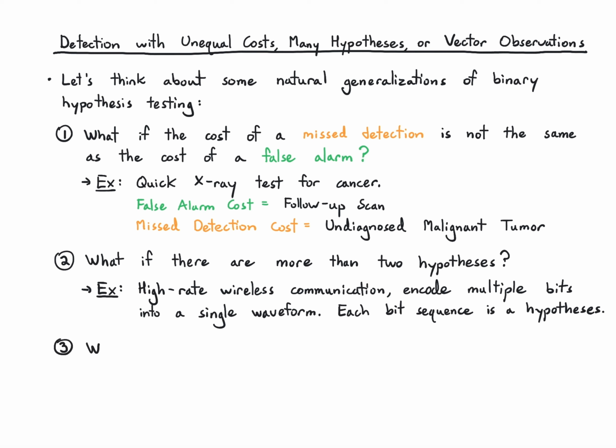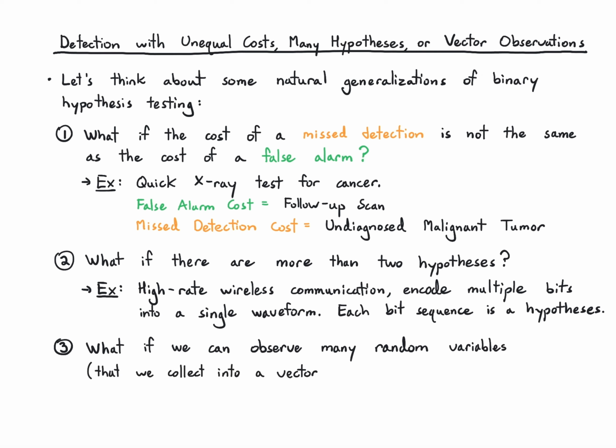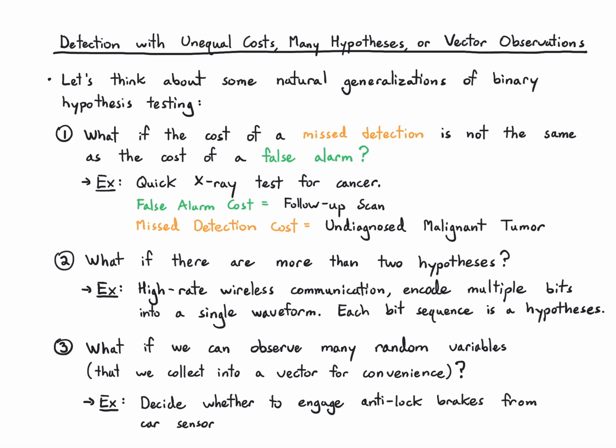And finally, let's say I can observe a lot of different random variables, and that can happen in many cases. It could have happened in the X-ray test, or in wireless communication, but let's think about yet another scenario here. Vectors are really just for convenience of notation. So you just have multiple observations. Let's say I want to decide whether or not to engage the anti-lock brakes on my car, and I've been collecting a lot of sensor readings from all over the car, including my velocity. Maybe I have some more sophisticated sensors these days, but I want to combine all that information and just decide whether to engage the anti-lock brakes or not.